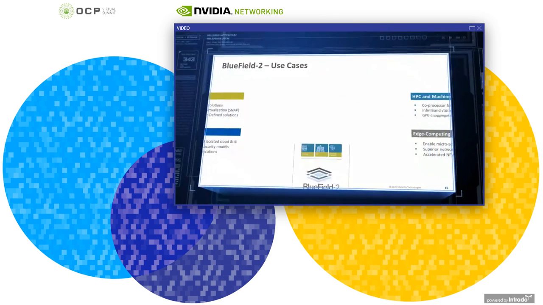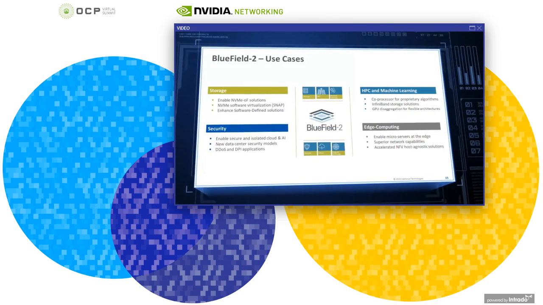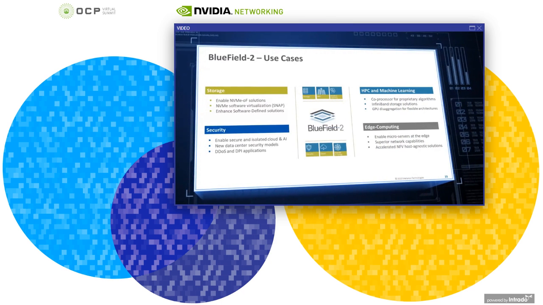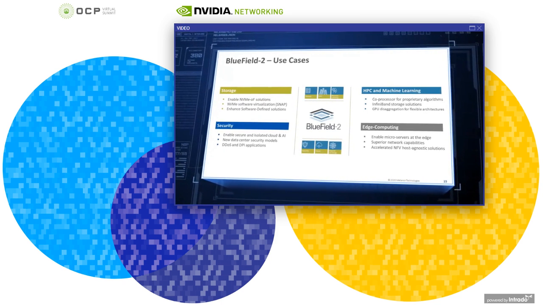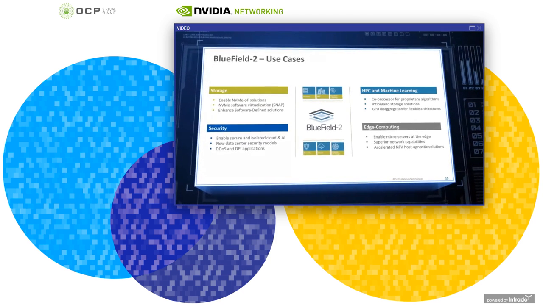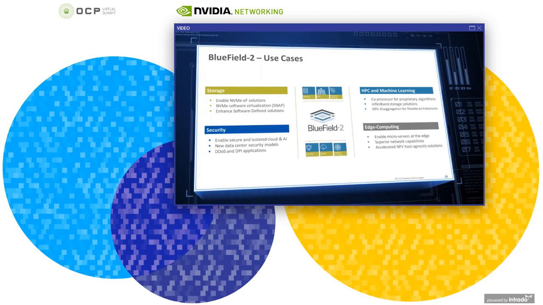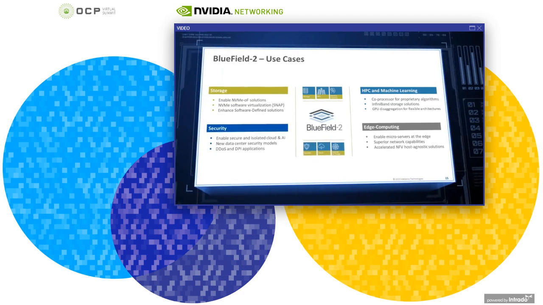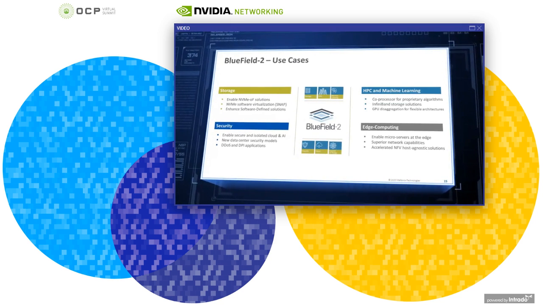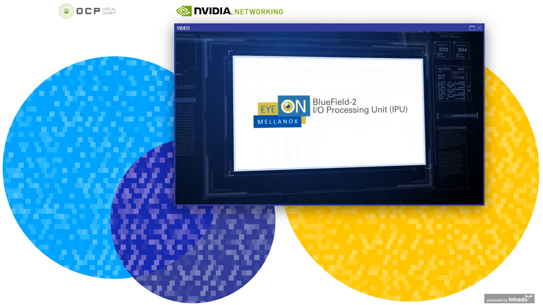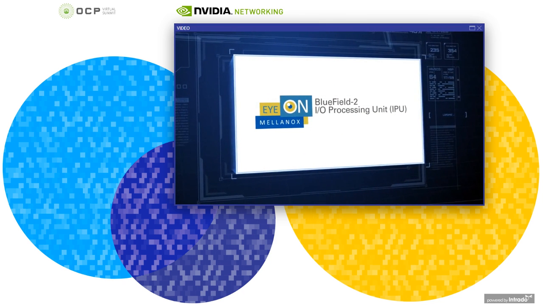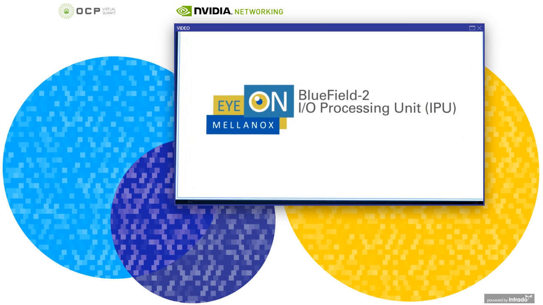And if you go into the use cases, you can find a way to offload in any area, whether you want to do storage, we have the NVMe over Fabric, we have the emulations that you saw before, security, machine learning, edge computing. It's a very flexible device. You can design the best solution for your need. In order to understand a little bit more about it, please watch the video and I'll meet you after that.